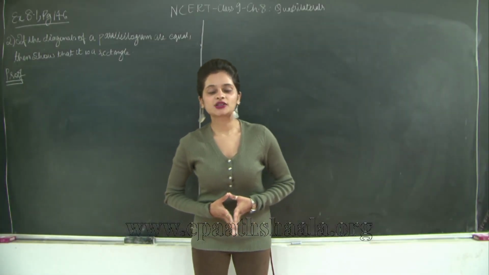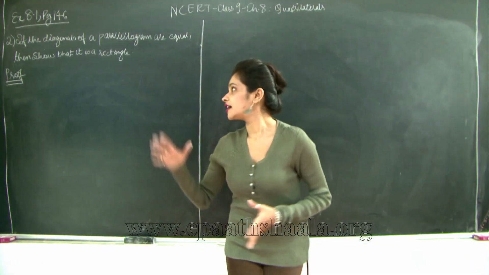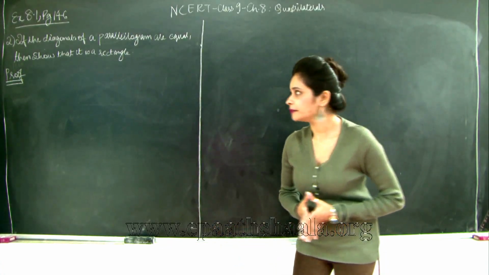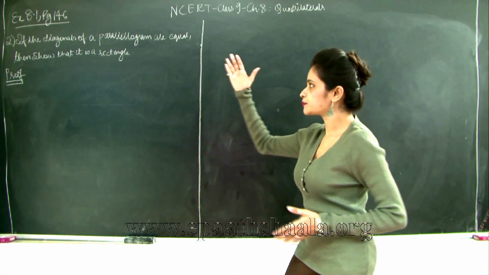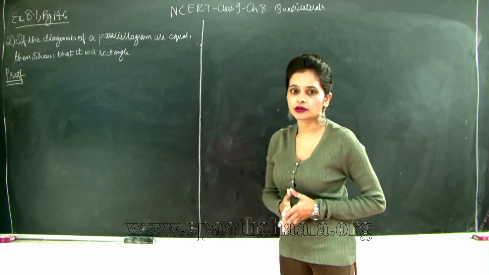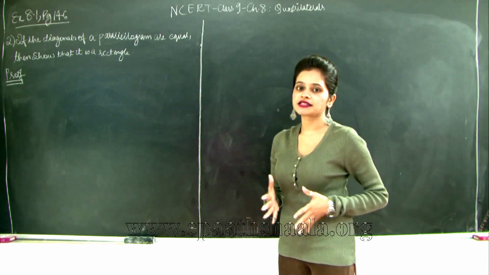Let us continue with chapter 8, quadrilaterals. We will take a look at question number 2 of exercise 8.1. What we need to do is prove that if the diagonals of a parallelogram are equal, then the given parallelogram is a rectangle.